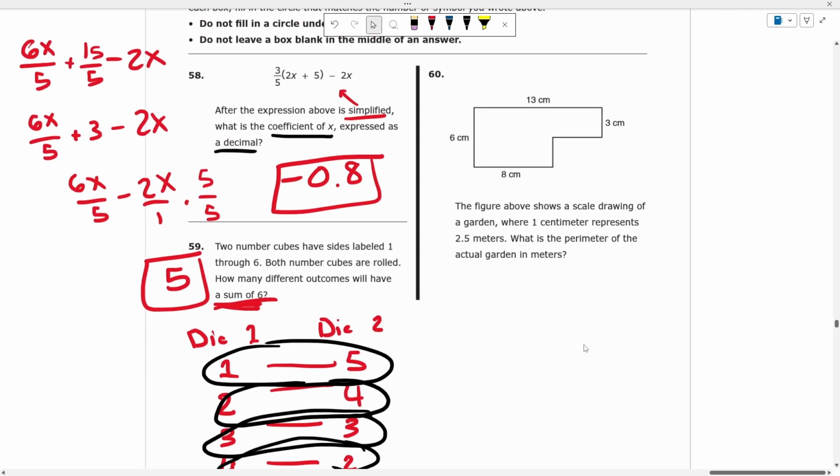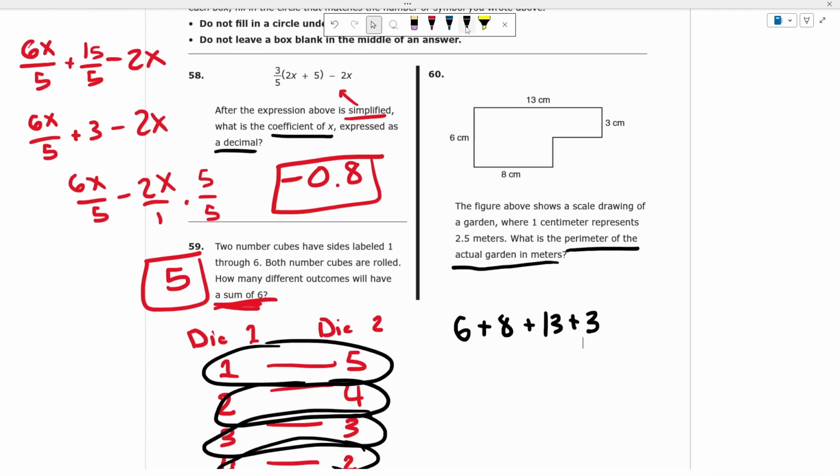Number 60 says that the figure above shows a scale drawing of a garden where 1 centimeter represents 2.5 meters. It's asking you what is the perimeter of the actual garden in meters. Now, don't fall for the trap here, because what a lot of kids are going to do is they're going to add 6 plus 8 plus 13 plus 3. Okay? And then they're going to multiply it by the scale factor.